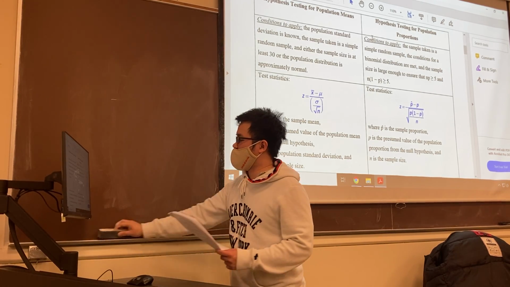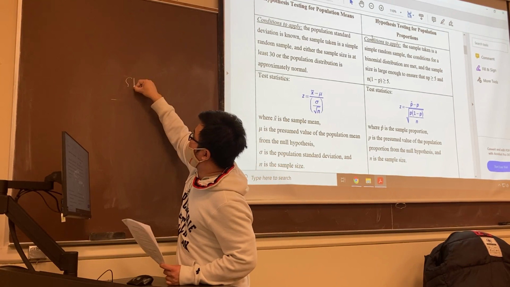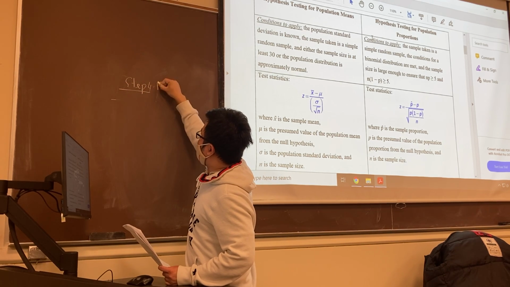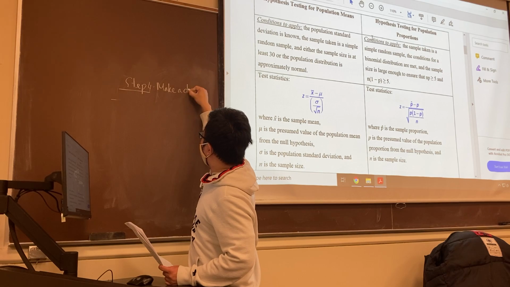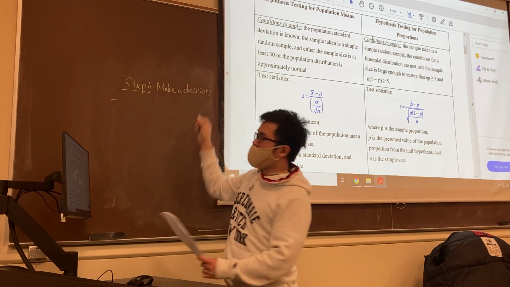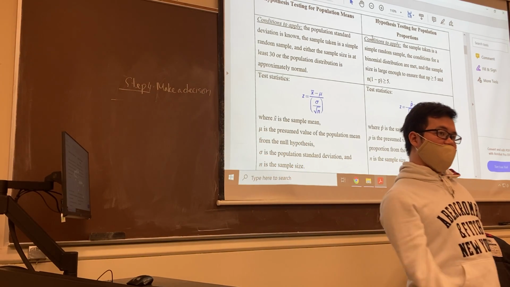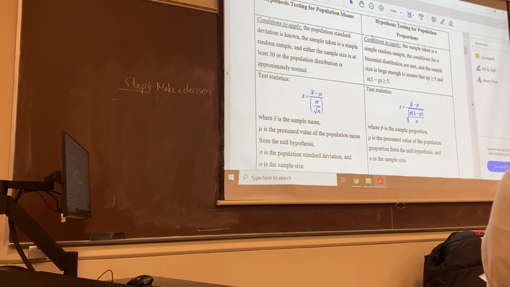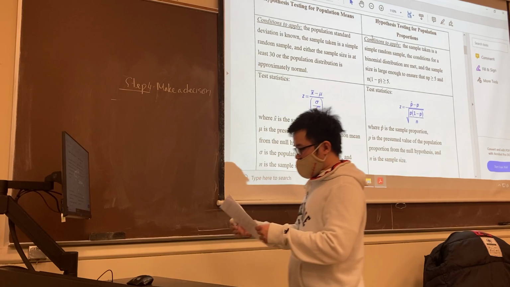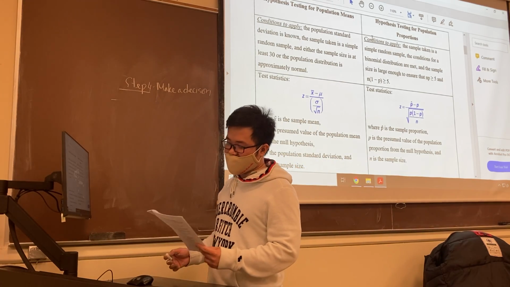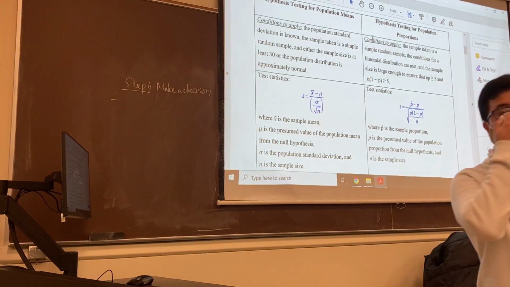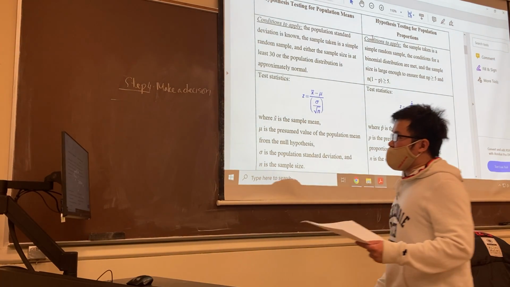Now we move on to step 4. We will make a decision based on the information we found here. How to make the decision? Okay, here I will use the p-value method. That is the second method to make the decision.